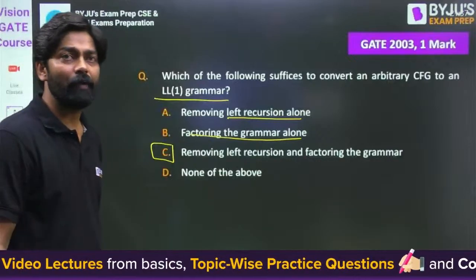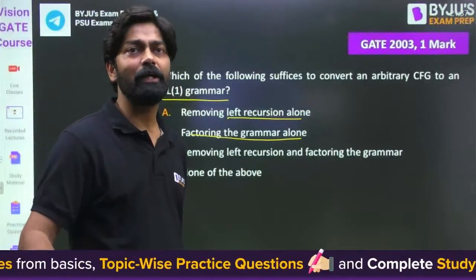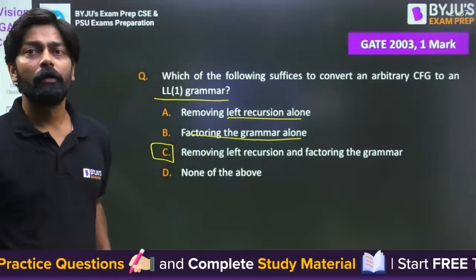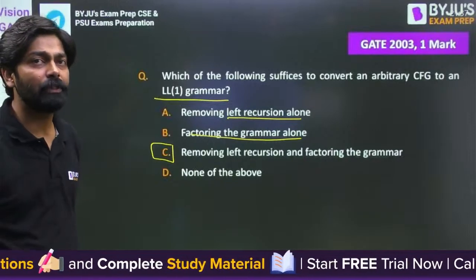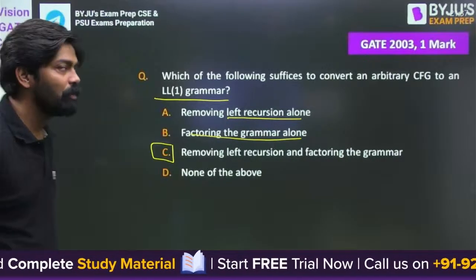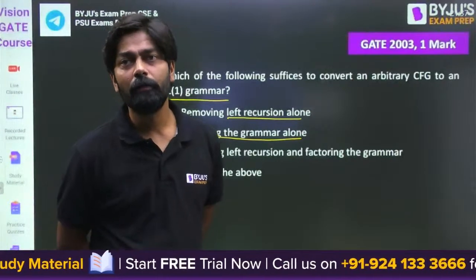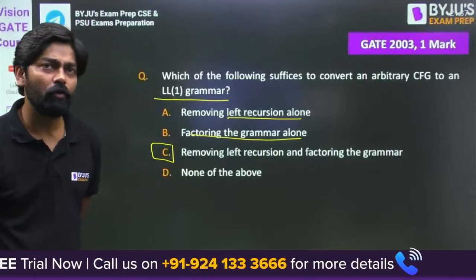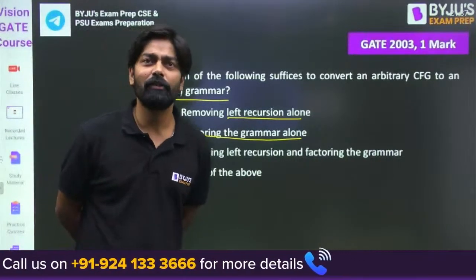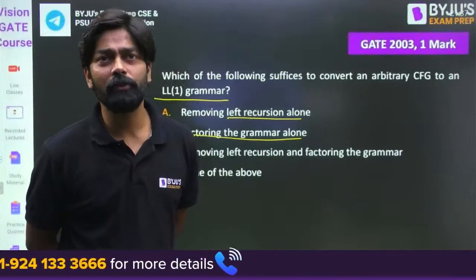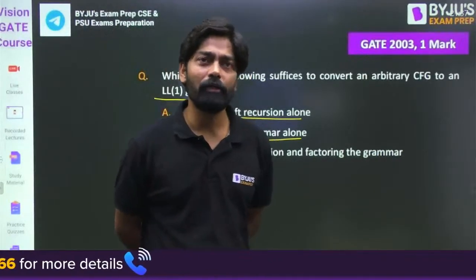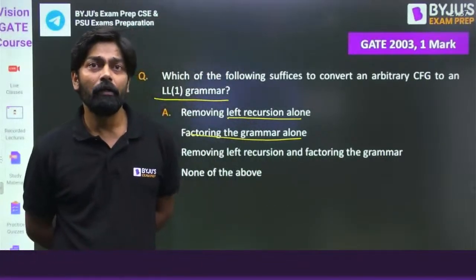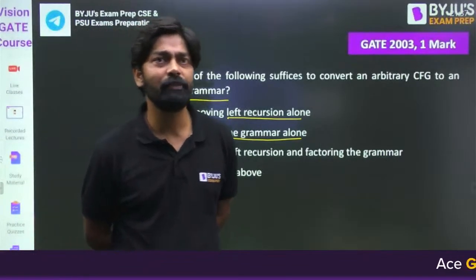See clearly, if any grammar is ambiguous, any ambiguous grammar cannot be parsed by LL1. Yes, it may be ambiguous grammar, but here what they have asked, accordingly you can go. Removing left recursion alone is not a solution. Factoring the grammar alone is also not a solution. So you can choose removing left recursion and factoring the grammar, which suffices to convert an arbitrary CFG into the LL1 grammar.